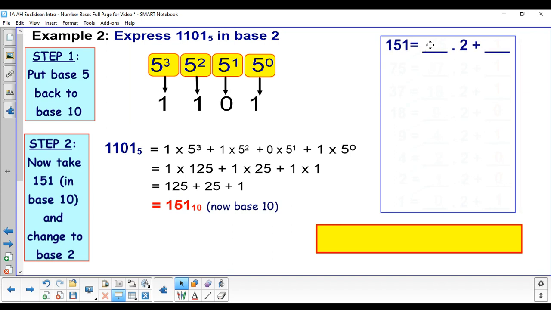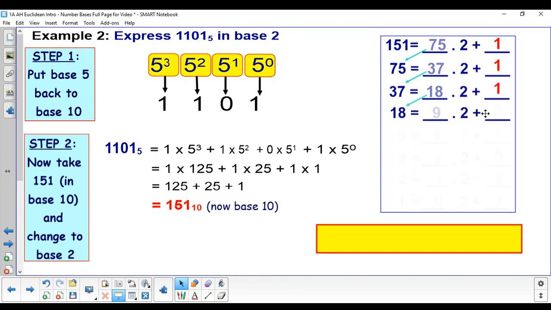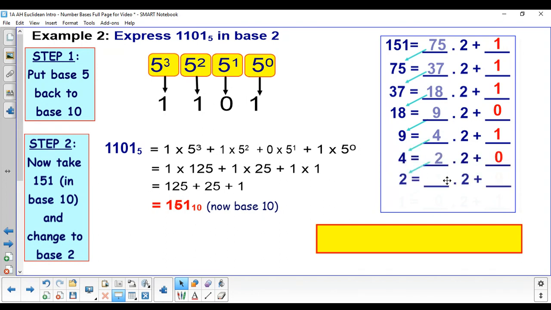So how many 2s are in it? What's your remainder? Bring down the 75, how many 2s are in it? What's your remainder? Bring down the 37, how many 2s are in it? What's your remainder? Bring down the 18, how many 2s? What's your remainder? Bring down the 9. That goes 4, what's your remainder? Bring down the 4, goes twice, no remainder. Bring down the 2, goes once, and then bring down the 1.